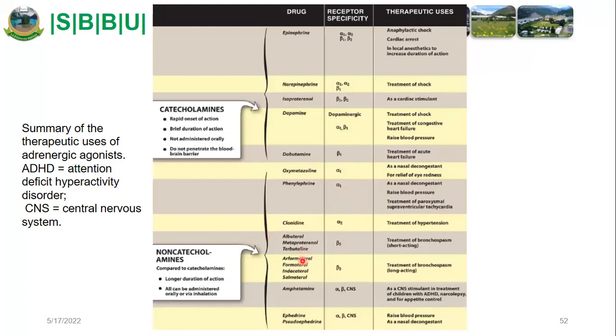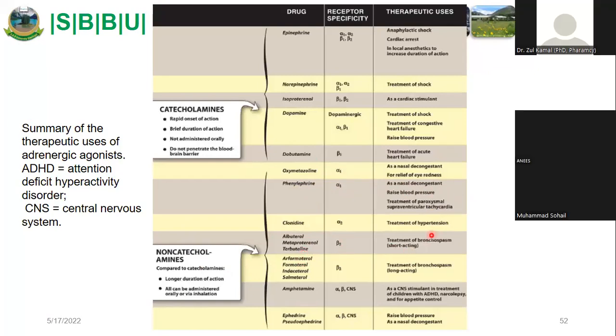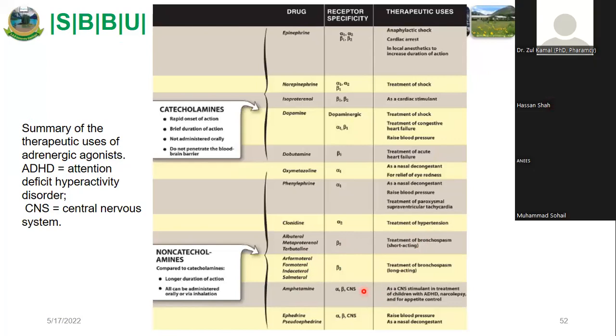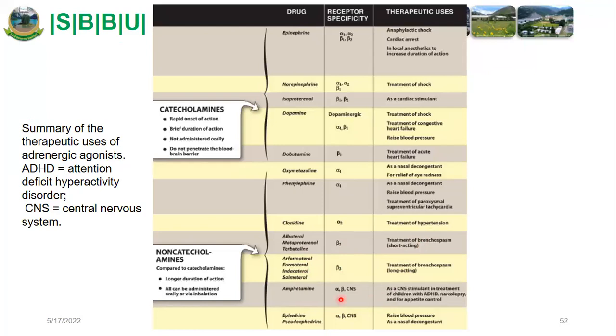Metaproterenol and albuterol are beta-2 agonists used for bronchospasm; they are short-acting and mostly used in asthmatic attacks. Formoterol, indacaterol, and salmeterol are beta-2 agonists for bronchospasm; we will discuss them with the respiratory drugs. Amphetamines act on alpha, beta, and CNS as CNS stimulants, used for narcolepsy in children and for appetite control. Ephedrine and pseudoephedrine act on alpha, beta, and CNS, raise blood pressure, and are used as nasal decongestants and in bronchial syrups. Catecholamines have rapid onset and brief duration, as I explained, and do not penetrate the blood-brain barrier. Compared to them, non-catecholamines have longer duration and can be administered orally or via inhalation.